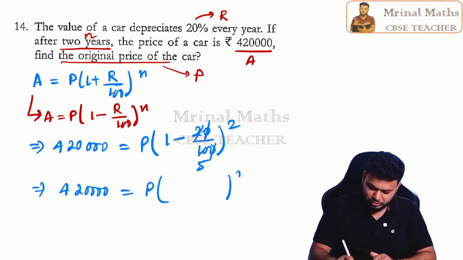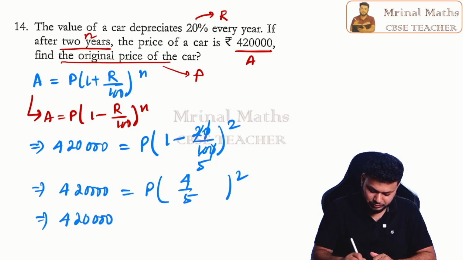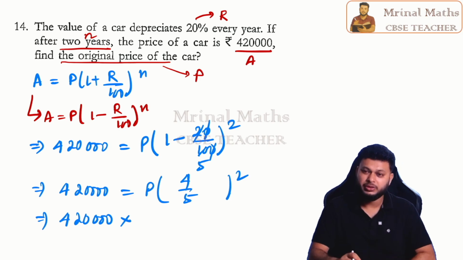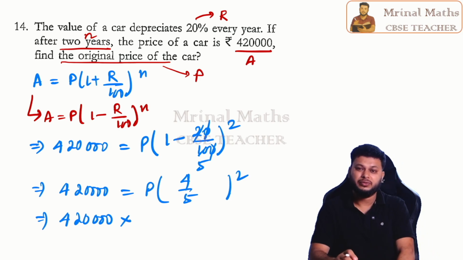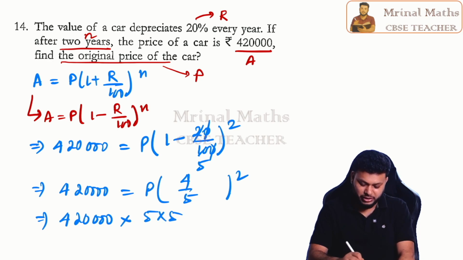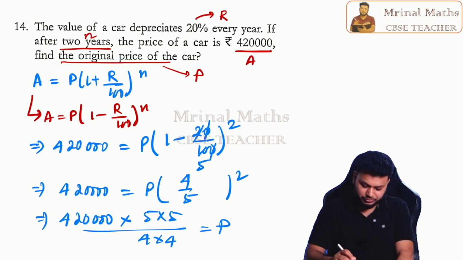So 5 minus 1, 4 by 5. Here you have a square. Change to the other side. Since you have a square, it will be 4 into 4 divided by 5 into 5. If you change, it will be 5 into 5 by 4 into 4 equal to P.